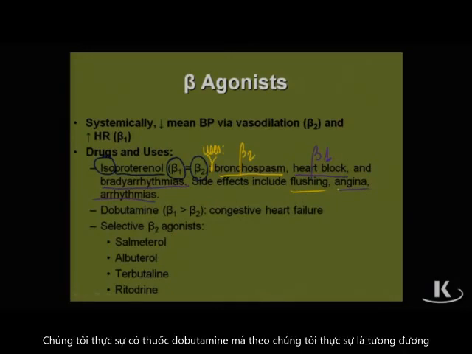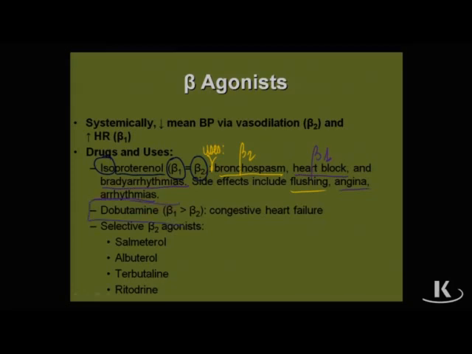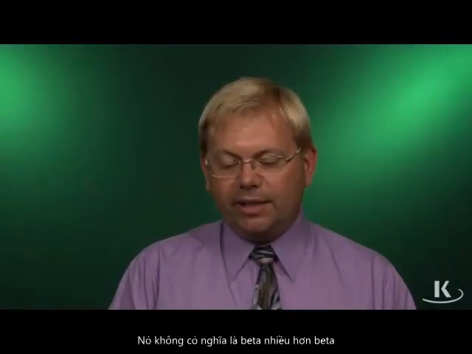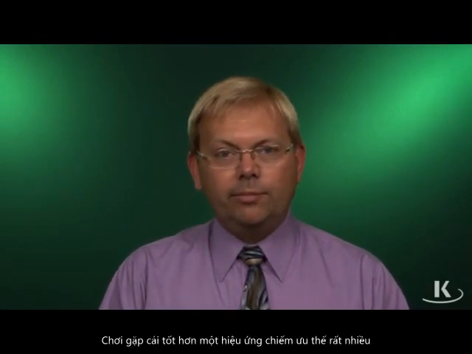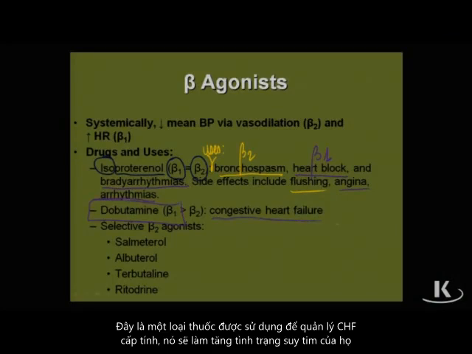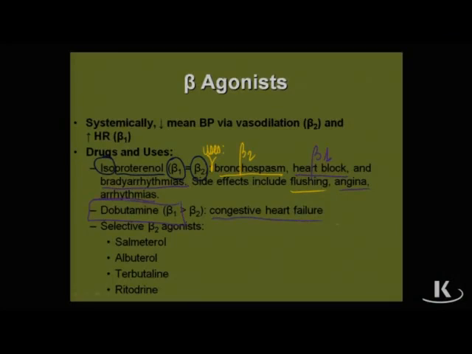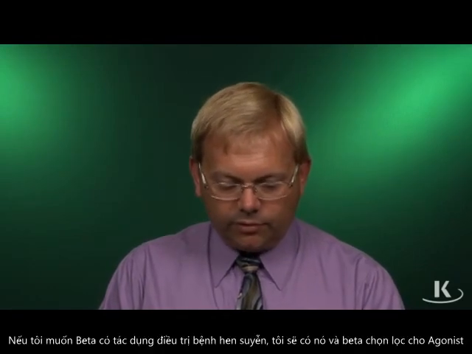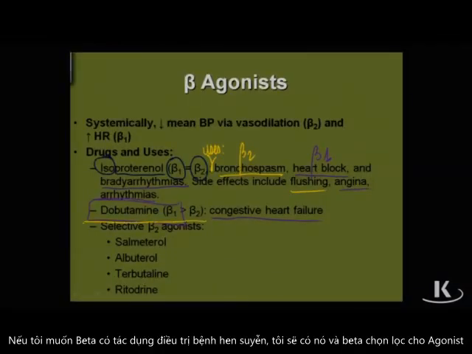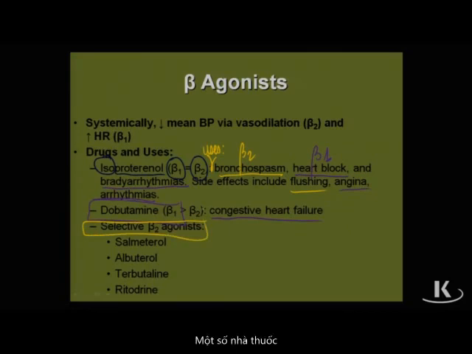We actually have the drug dobutamine, which really, as far as we're concerned, is the equivalent of a selective beta 1 agonist. It does mean beta 1 more than beta 2, but it means the beta 1 effect predominates so much. It is a drug used for the acute management of CHF. It will increase the cardiac output. Conversely, if I wanted the beta 2 effect to treat an asthmatic, I will have it in selective beta 2 agonist. Several drugs there: salmeterol, albuterol, terbutaline, ritodrine. The first three are used in asthma. The last one is used to prevent premature labor.